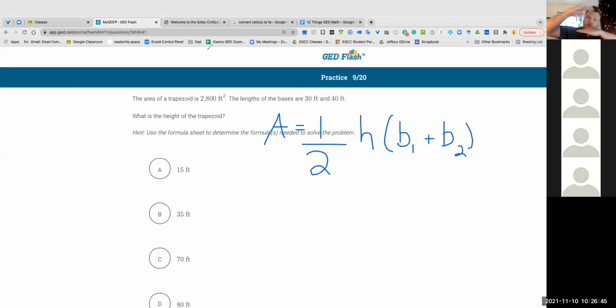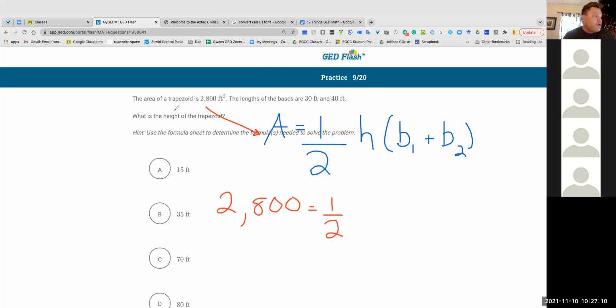The bases are the top and the bottom, which is one of those things where base usually makes us think bottom, or the part that touches the ground. We don't have to worry about that right now. All we're going to do is plug in what they gave us. This is going to turn into algebra quick. The area is 2,800. Everything else slides on in.